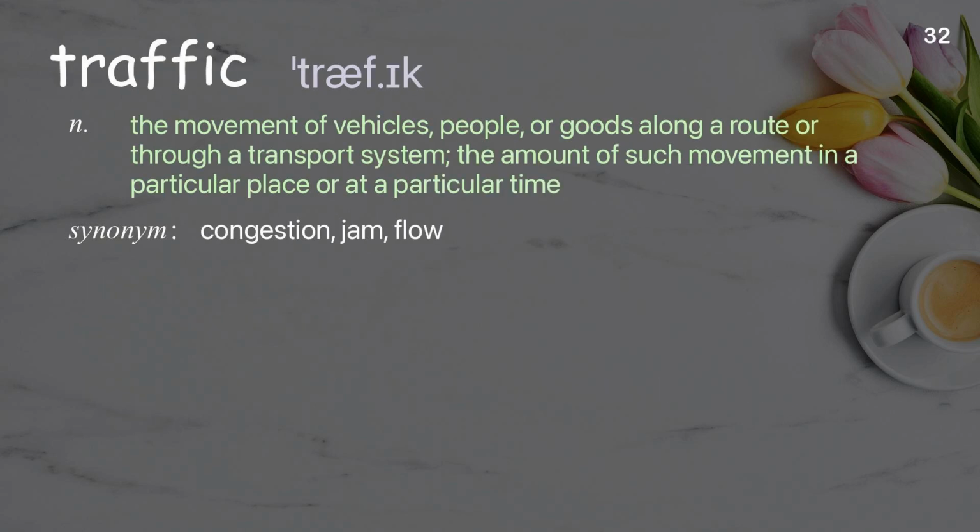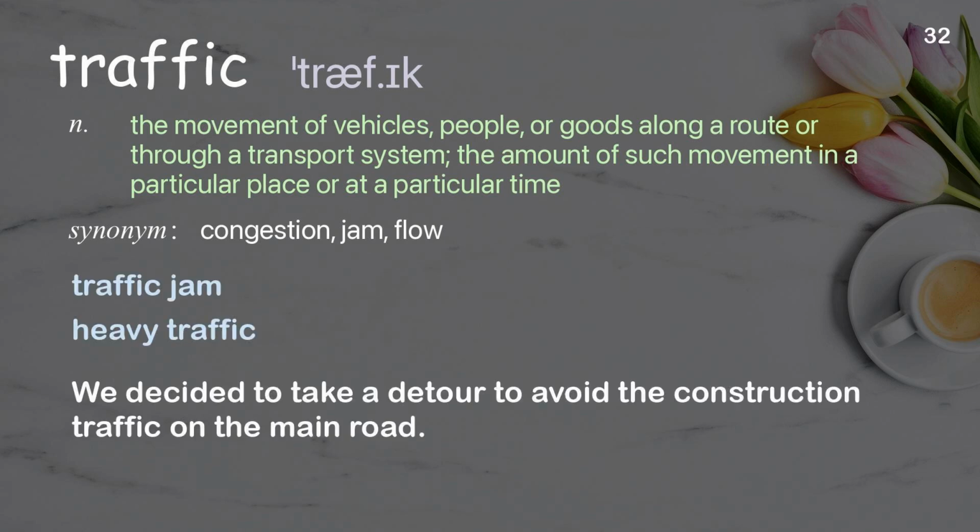Traffic. The movement of vehicles, people, or goods along a route or through a transport system, the amount of such movement in a particular place or at a particular time. Examples: Traffic jam. Heavy traffic. We decided to take a detour to avoid the construction traffic on the main road.